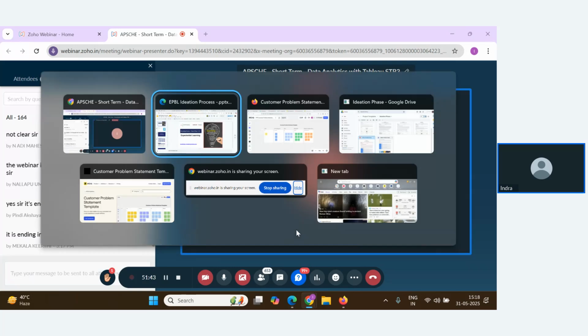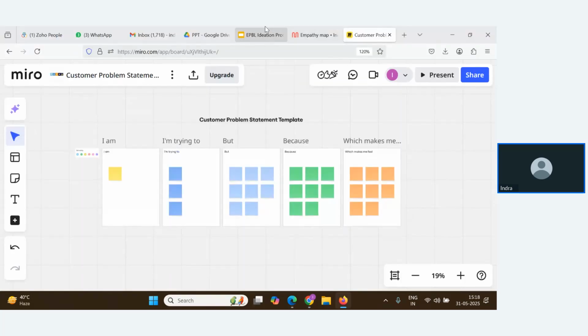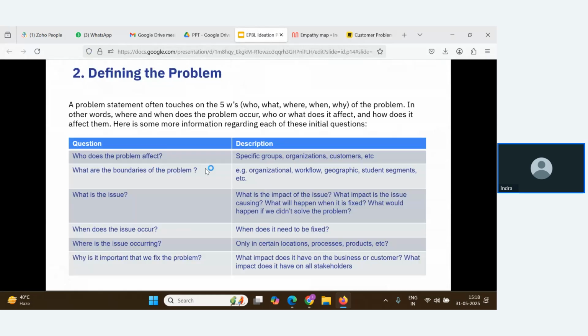Let's talk about what is next in the PPT. Whenever we are trying to solve a problem, before we solve any problem, we need to clearly understand what the problem is. In this particular slide, we are talking about the 5 Ws: who, what, where, when, and why. The first point is, who does this problem affect? Here we need to know who is facing the problem. Is it a student? Is it a teacher? Is it staff, or a specific group of people?